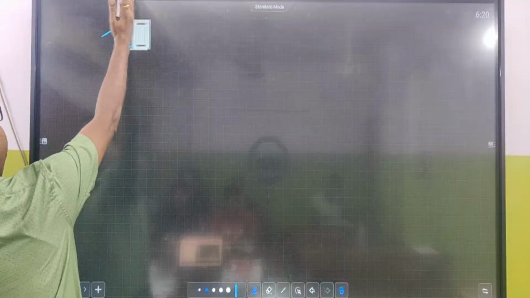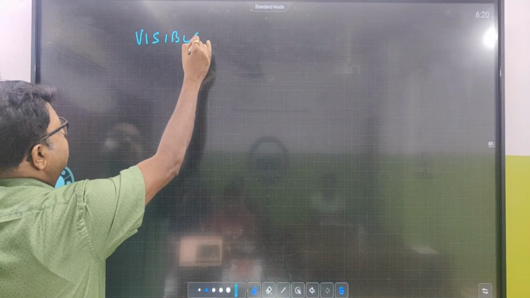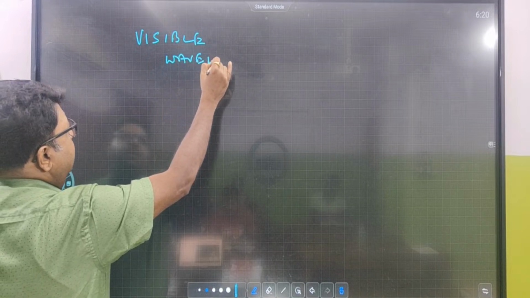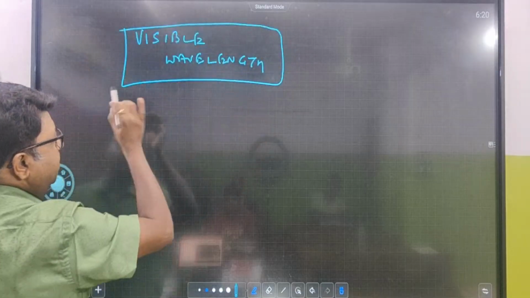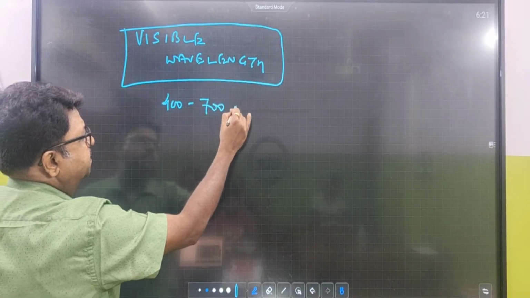And again, we need the visible wavelength of light. And what is the visible wavelength? We know that it comes between 400 to 700 nanometer.